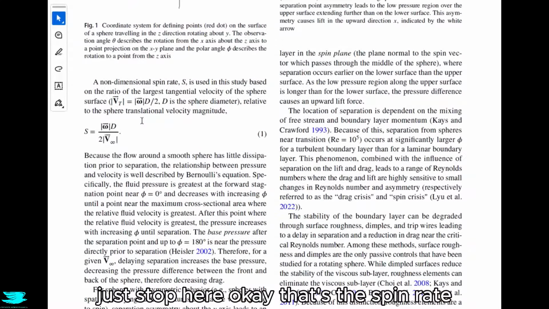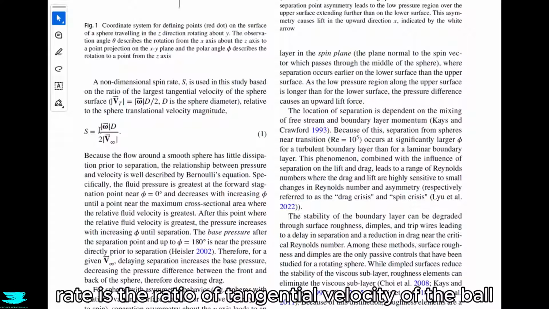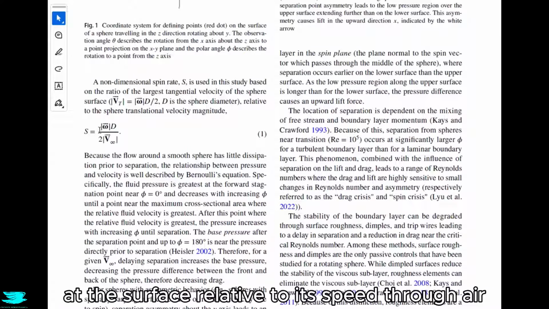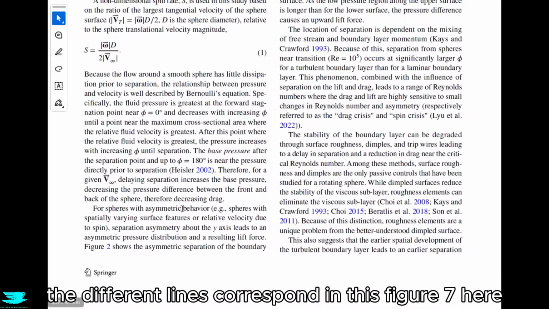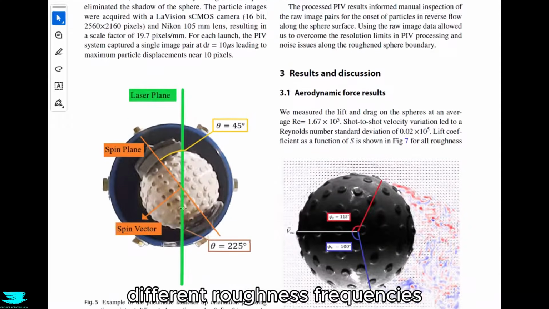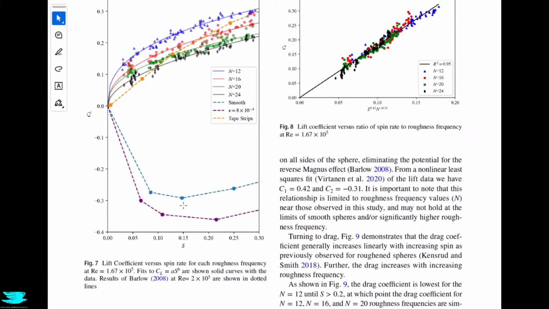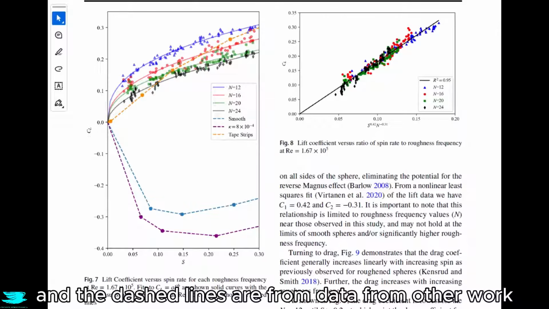Just up here. Okay. That's the spin rate. Now, in effect, the spin rate is the ratio of tangential velocity of the ball at the surface relative to its speed through the air. The different lines correspond, in this figure 7 here, to different roughness frequencies. The solid lines are the data from this work, and the dashed lines are from data from other work.